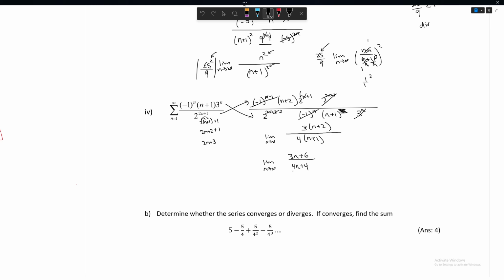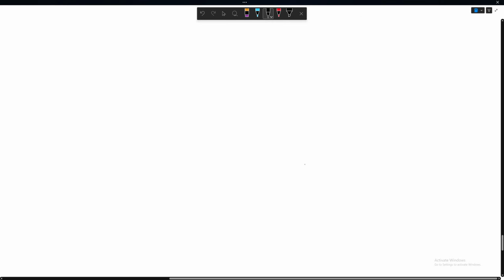Right? Now I can divide by n. Divide by n, divide by n. 6 divided by infinity, 0. 4 divided by infinity, 0. These two n's cancel out, and these two n's cancel out. I'll get 3 over 4. Is that less than 1? Yes. Converges. That's really about it. That is how simple it is.